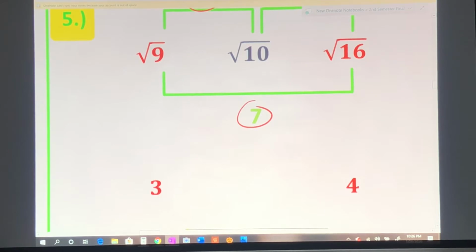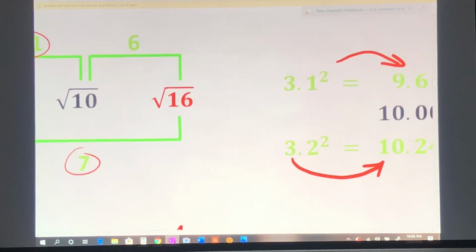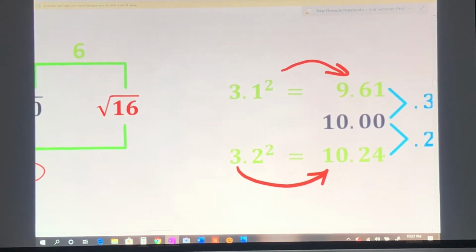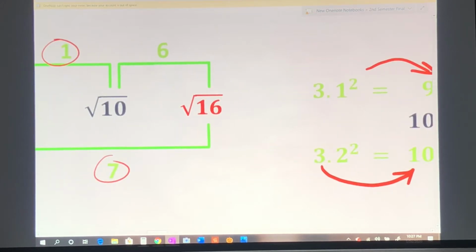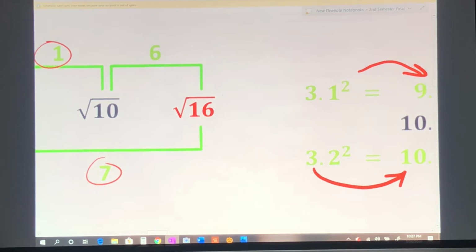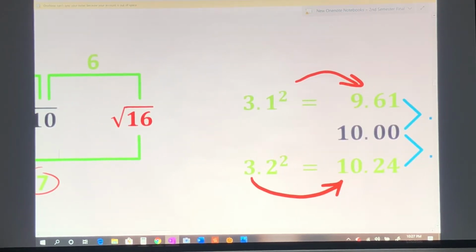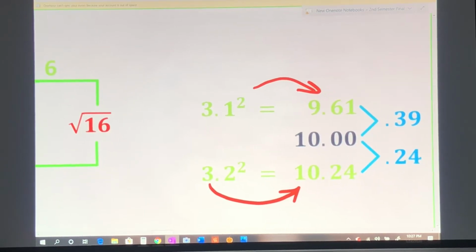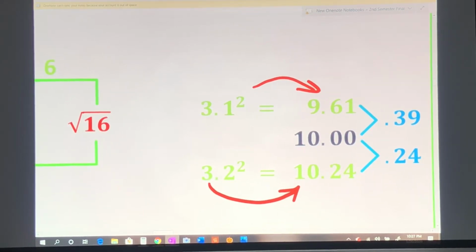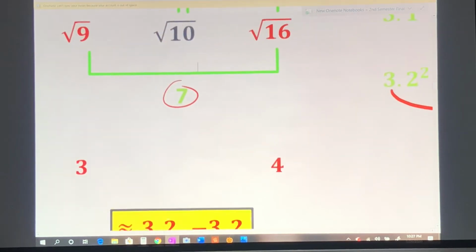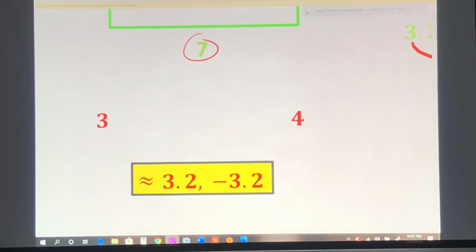So if I start squaring some stuff, I'd probably take 3.1 squared and 3.2 squared. And we're looking for 10. So what's closest to 10? 9.61 is 0.39 away. And from 10 to 10.24 is 0.24. It's closer to 3.2. And that's my guesstimate. So 3.2 and the negative, negative 3.2. It's approximate, but it's pretty close.